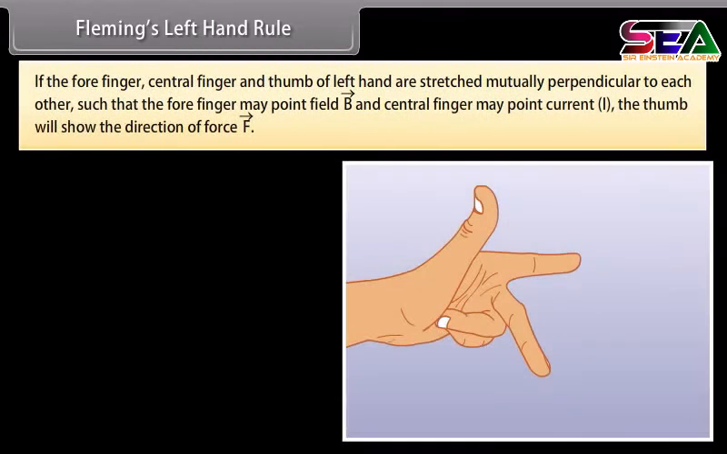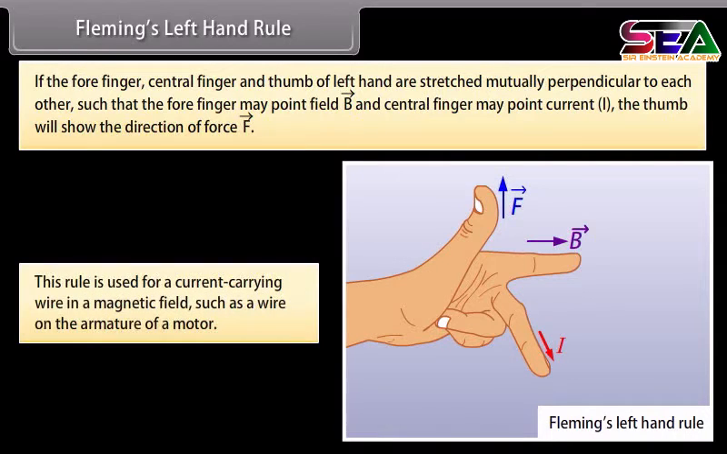Fleming's left-hand rule. If the forefinger, central finger and thumb of the left hand are stretched mutually perpendicular to each other, such that the forefinger points in the direction of the field and the central finger points in the direction of current, the thumb will show the direction of force. This rule is used for a current-carrying wire in a magnetic field, such as a wire on the armature of a motor.